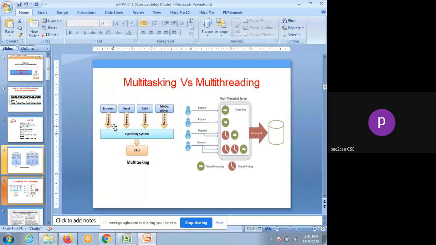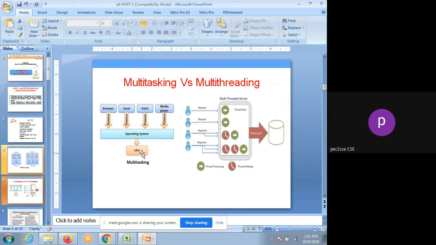Each one is one process. Browser is one process, Excel is one process, Paint is one process, and the media player is another process. But only one CPU is there, so how will the switching be done? For example, the browser will use the CPU for some time, after some time Excel will use it, after some time Paint will use it, and after some time the media player will use it.